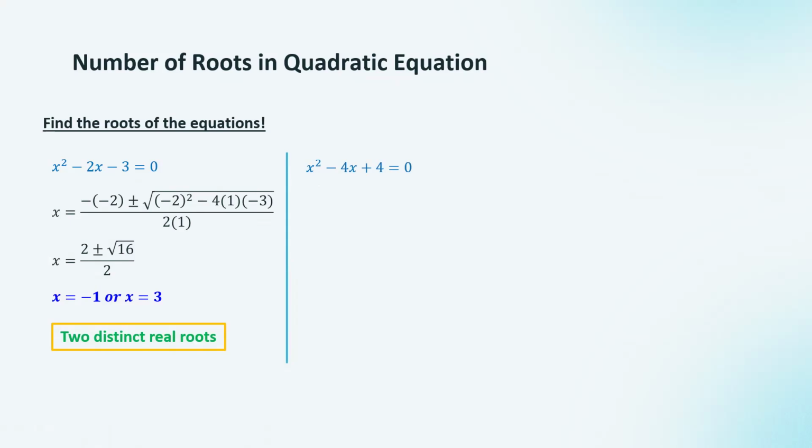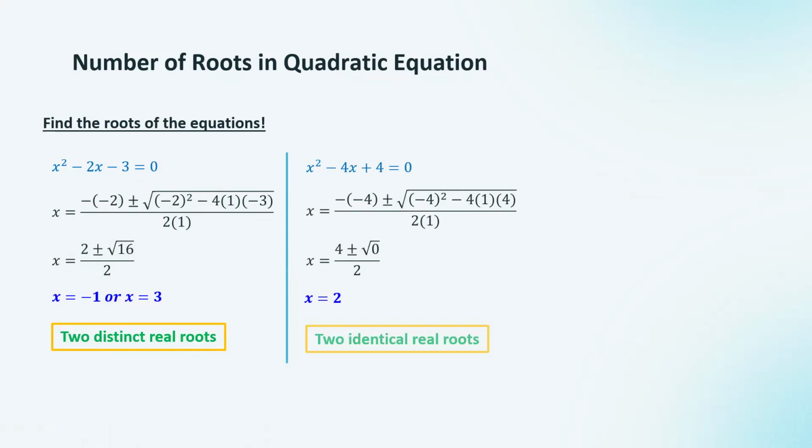Let's go to the next example, which is x squared minus 4x plus 4 equals 0. Again, we can use the quadratic formula, and we get that the root is x equals 2. There's only going to be one answer. In this case, we say that the quadratic equation has two identical real roots. Technically, there should be two roots, it's just that we have identical values. So we say we have two identical real roots.